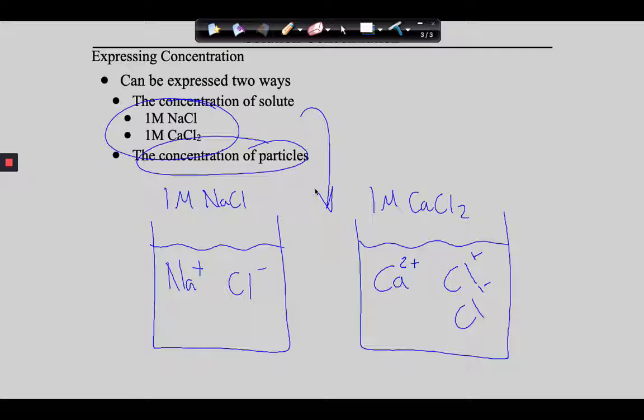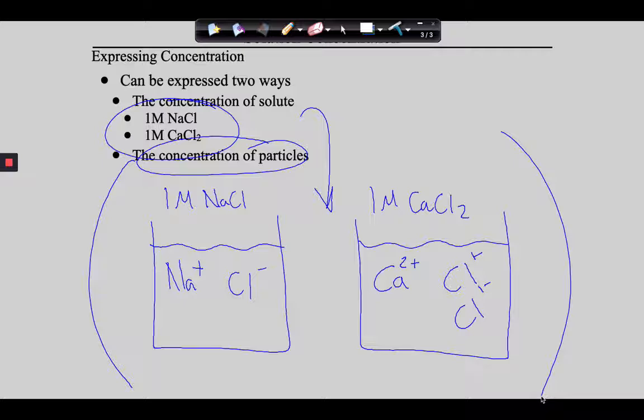Does that make sense? So now the question is this. Which one do we look at? Do we look at the solute concentrations, or do we look at the particle concentrations? And guys, the answer is the bottom. We talk about particle concentrations.